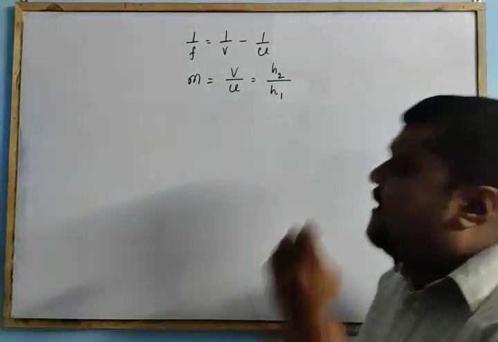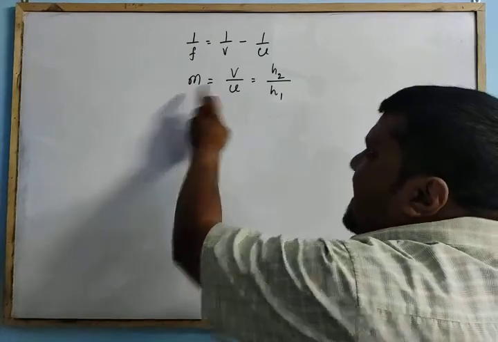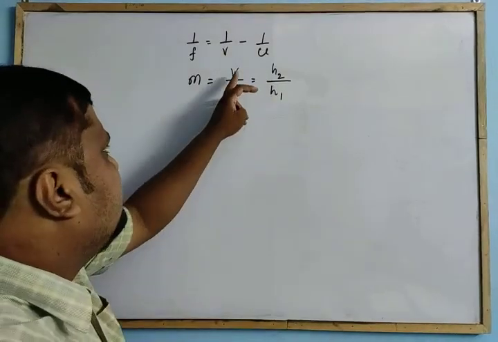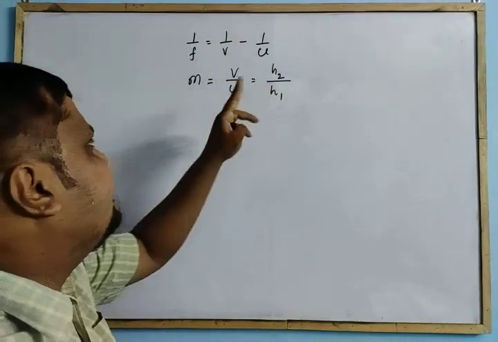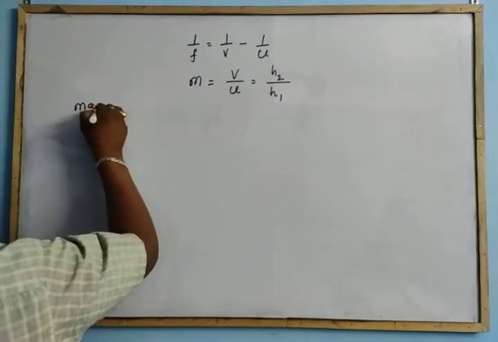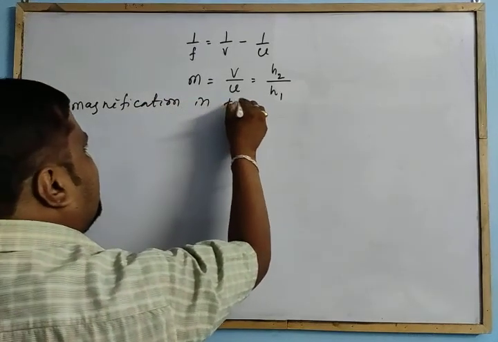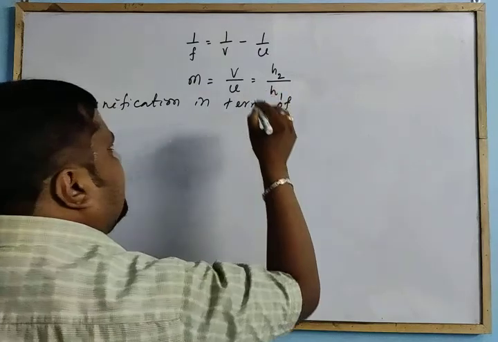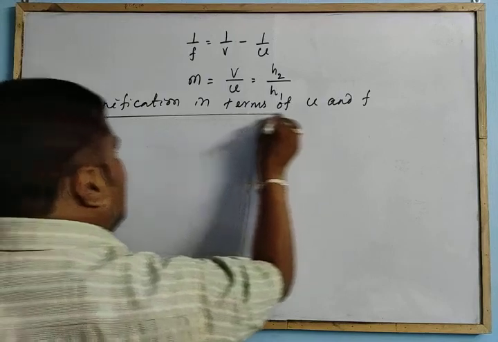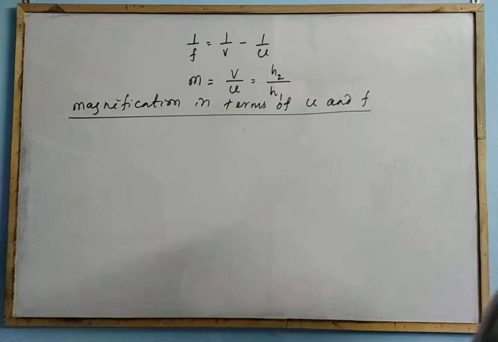Clear? Now by using this, you can again write this linear magnification in terms of v and f, image distance and focal length, and also object distance and focal length. So I can write magnification in terms of u and f.